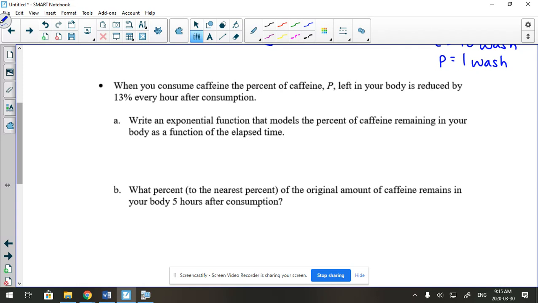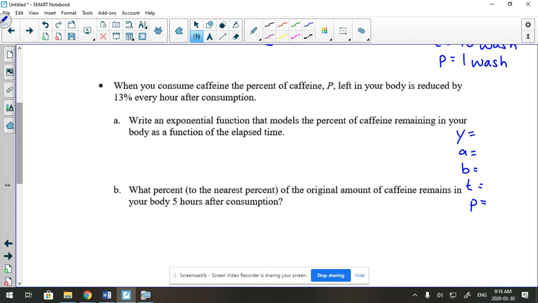This one's about caffeine. It says when you consume caffeine, the percent of caffeine left in your body is reduced by 13% every hour after consumption. Okay, so we need to fill out what we can from here and make sure our stuff is in the right spot. So it says the amount of caffeine left in your body is reduced by 13% every hour after consumption.